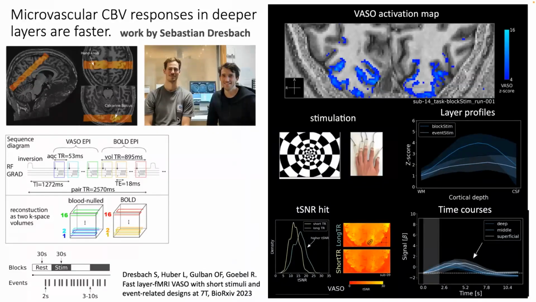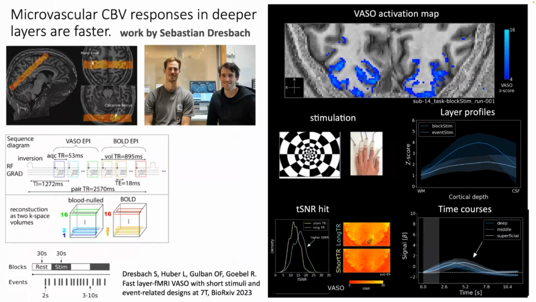Though I think until now, most of the applications of layer-dependent fMRI are more in the neuroscience domain. And we're also not quite there yet to make it really kind of turnkey neuroscience methods. For example, one of the limitations so far has been the temporal constraints of common neuroscience tasks, which is why I want to also show this study from Sebastian Dresbach, who is trying to explore the usability of layer-dependent fMRI for event-related designs, which is a big deal in neuroscience studies.